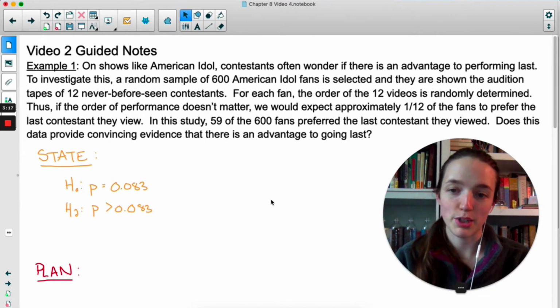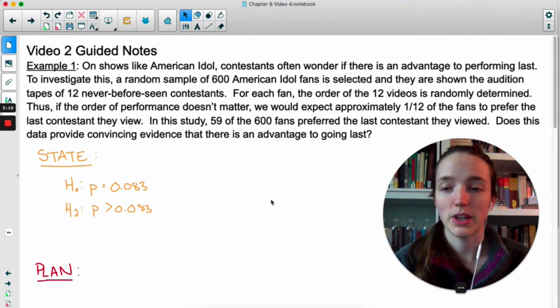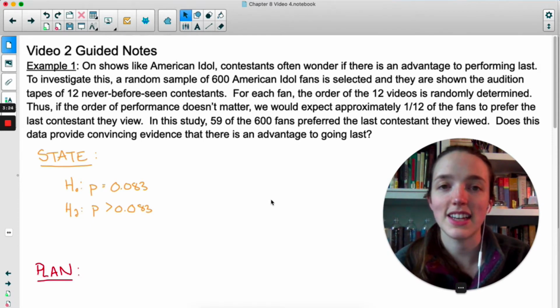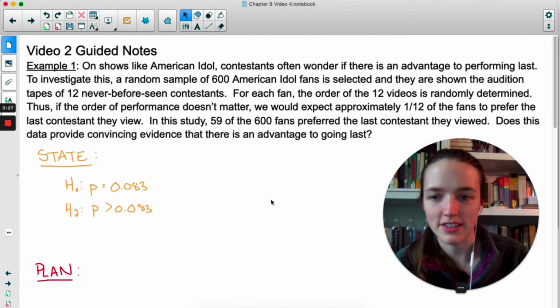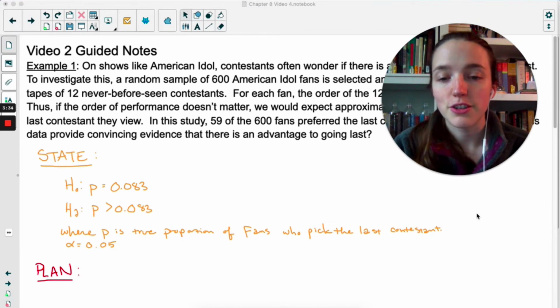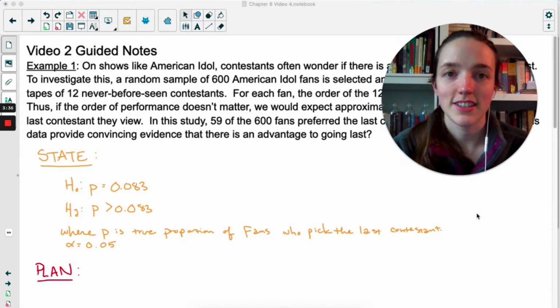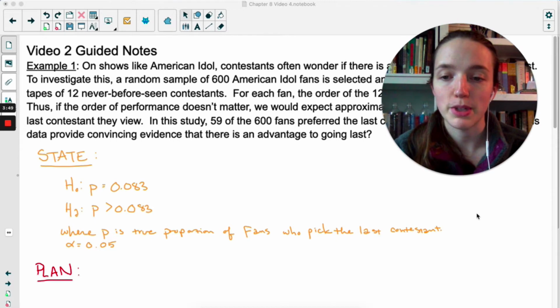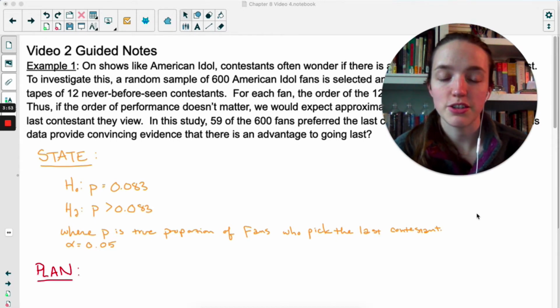Now, this is pretty useless unless we say what p represents. So in your state step, you have to include your null and your alternate hypothesis, but you also have to say in words what your proportion is. So I usually phrase it like this, where p is the true proportion of fans who pick the last contestant. If you want to, you could write out your null and alternate in sentences. Here the null would be the true proportion of fans who pick the last contestant is 1/12 or 0.083. Alternate would be the true proportion p of fans who picked the last contestant is greater than 1/12 or 0.083.